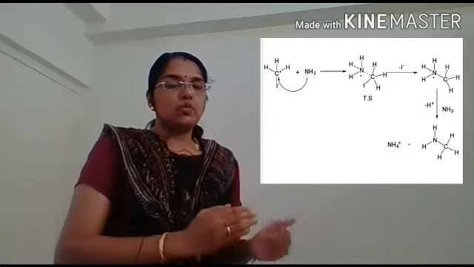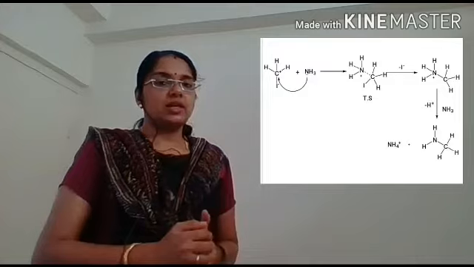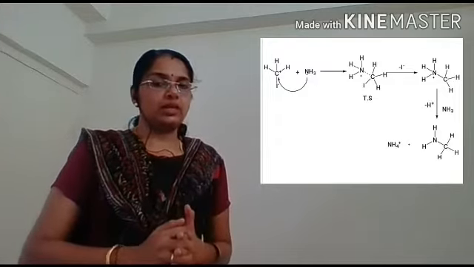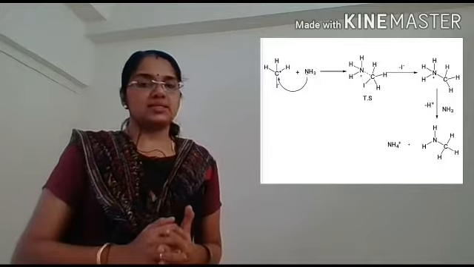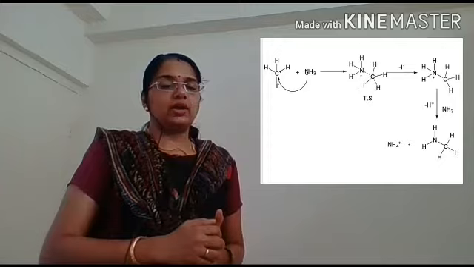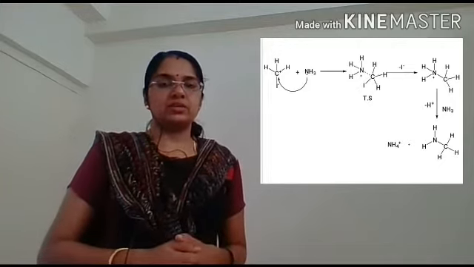Then if another ammonia is added, this ammonia can extract a proton from that ammonium compound and form the amine and the ammonium ion as the byproduct. And this ammonium ion will add to the iodide ion left from the first step and form ammonium iodide.